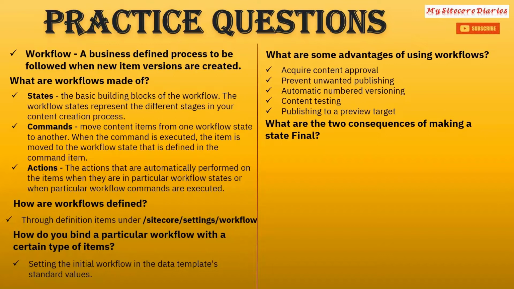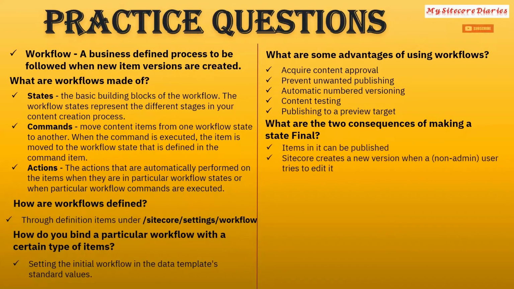What are the two consequences of making a state final? When you make a state final, what happens? First is the item can be published. Okay. Then Sitecore creates a new version when a non-admin user tries to edit it. So it actually creates a new numbered version.